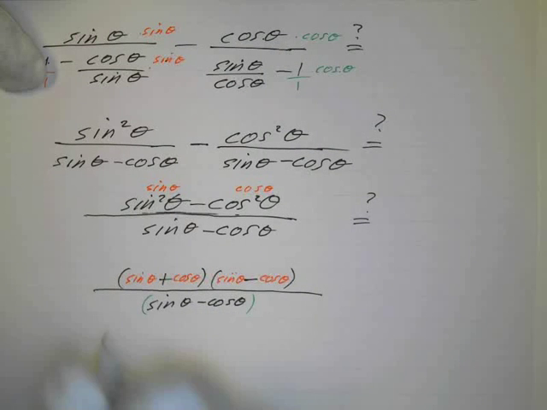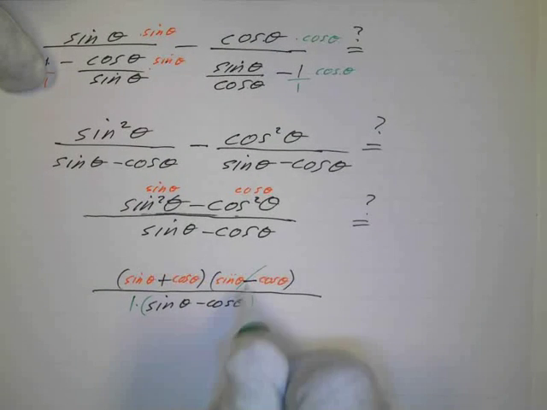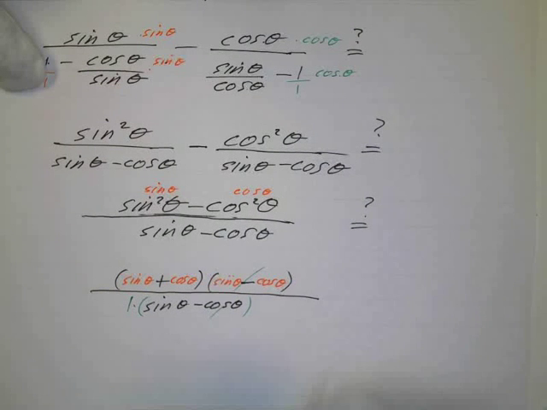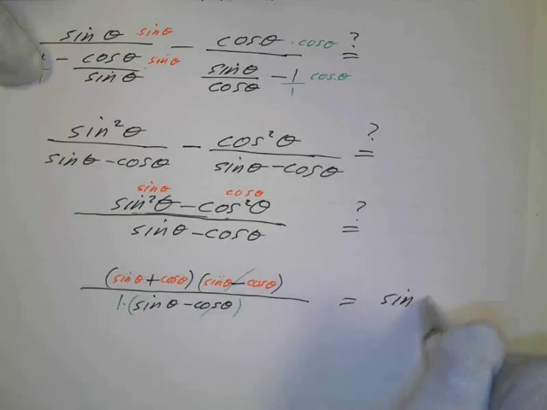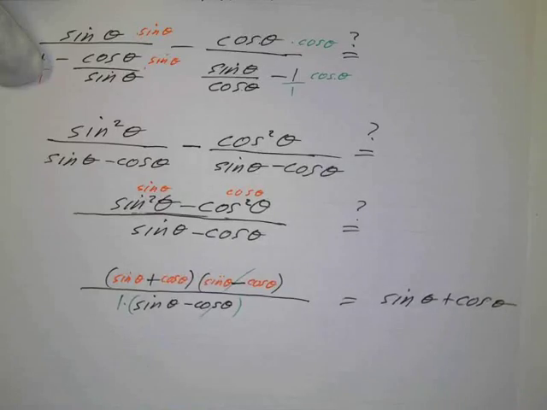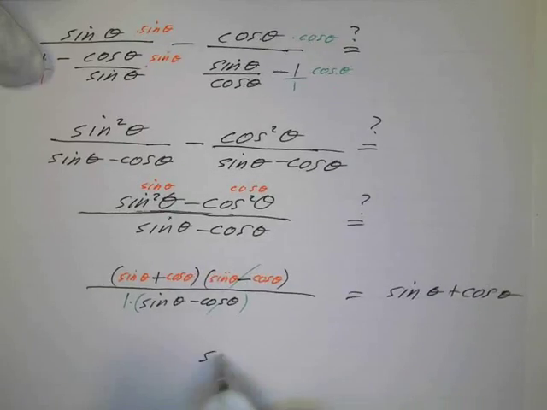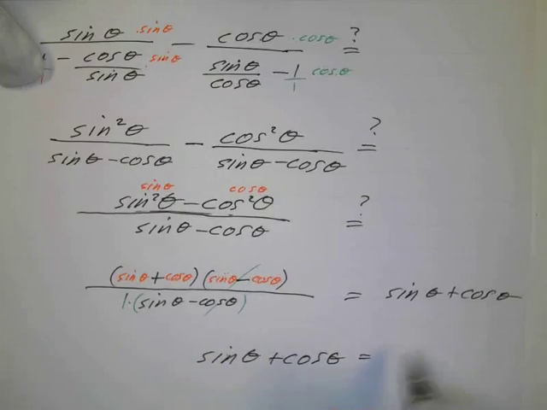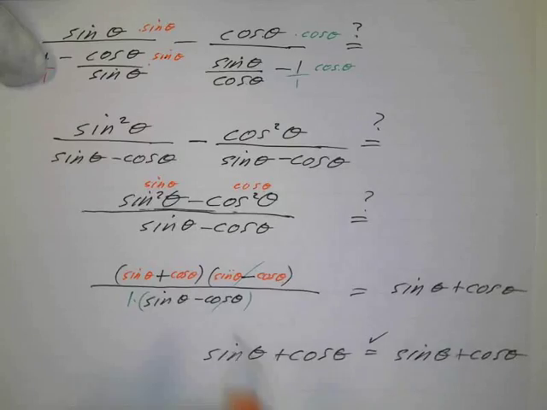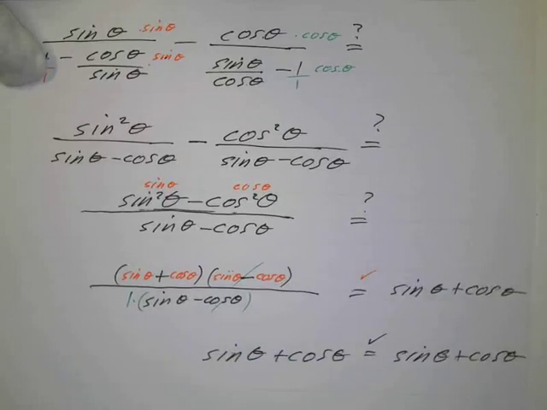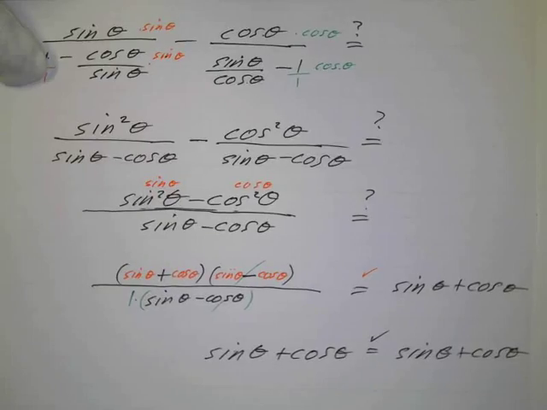And I can think of that as times 1. And can I just cancel those? I surely can. And again, we're trying to show that this is equal to what? The sine of theta plus the cosine of theta. And since these cancel, what do I have left? What I want to prove. And if you wanted to, you could even check it over here, because you could see when you cancel these, you've got this. All right?